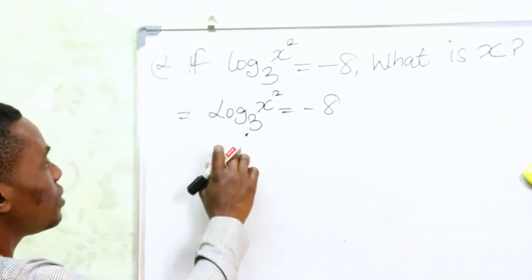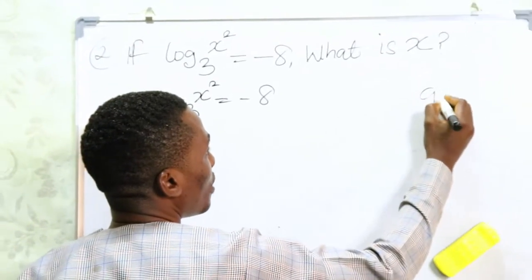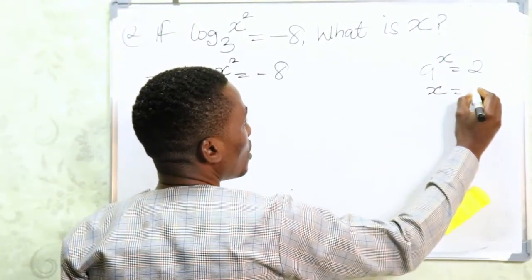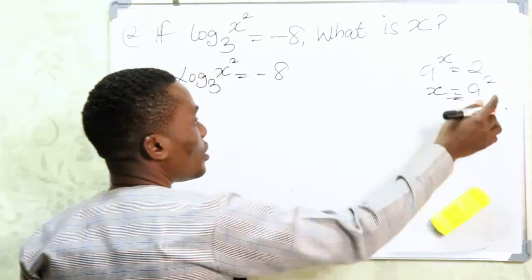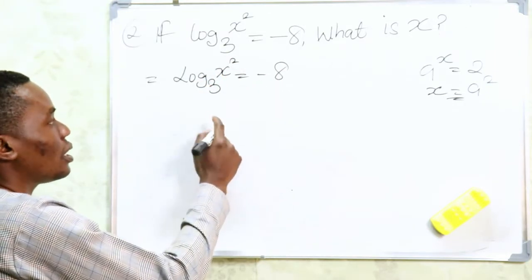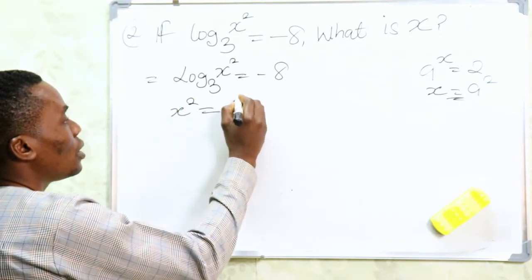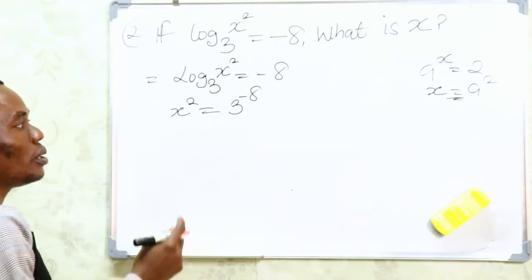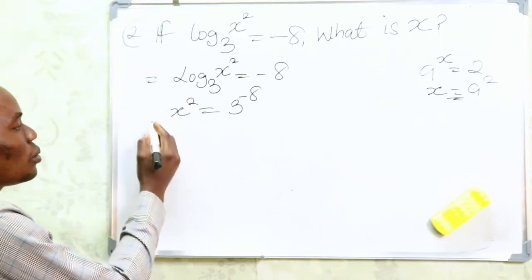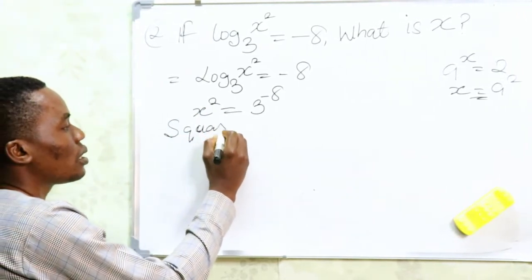What is x? Now, if you are given this, recall a logarithm law that if you have log x base a is equal to 2, then your x will be equal to a raised to power 2. We're going to apply that here. So if we have log of x squared base 3 equal to minus 8, our x squared will now be equal to 3 raised to power minus 8. Now remember, we're looking for the value of x. This is a square, so we need to square root both sides.